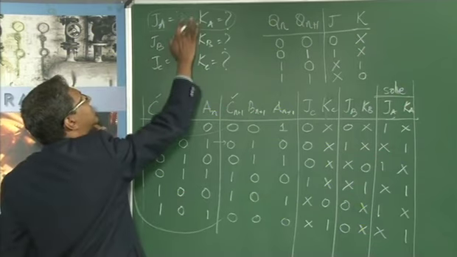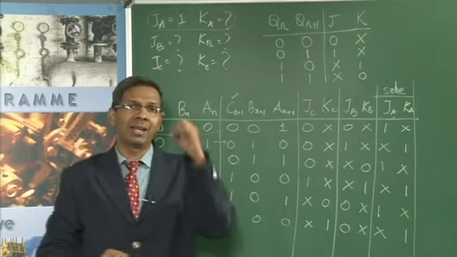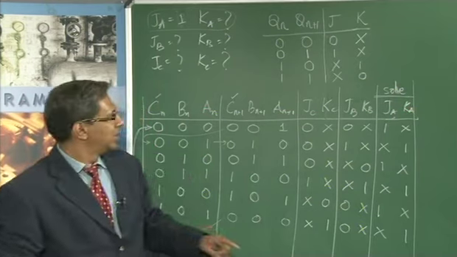So your JA is done. JA is 1 means what does that mean? You have to connect JA to plus VCC or logic high. That's all. Similarly, what about KA?